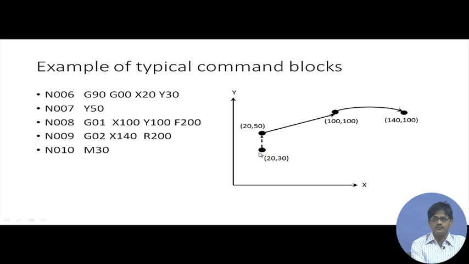So, wherever the tool might be residing, from there it moves fast and reaches this particular location at highest possible speed. After that, nothing else is mentioned, so it means that G00 is still active. So, it is still going to move fast, and where is it going to move? To y50. What about x?